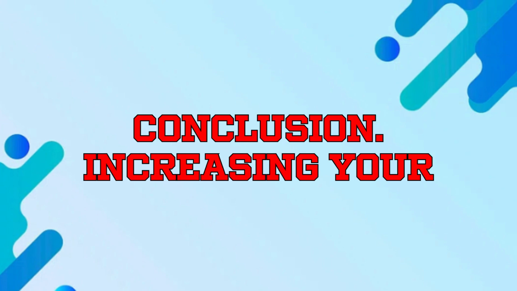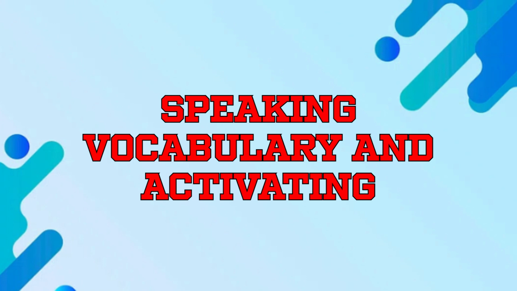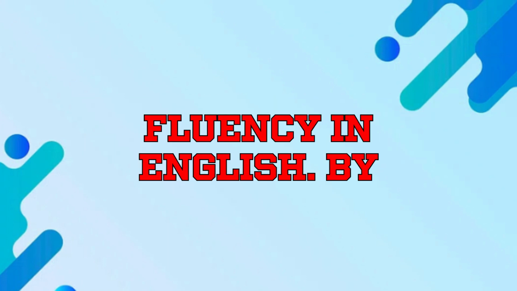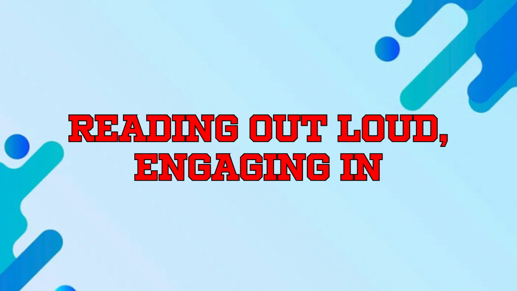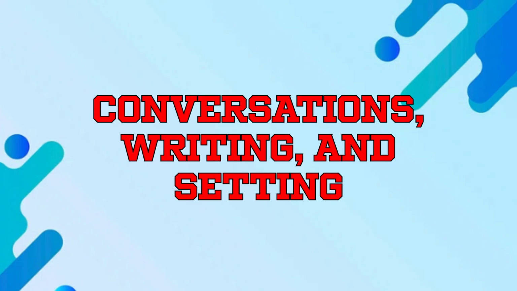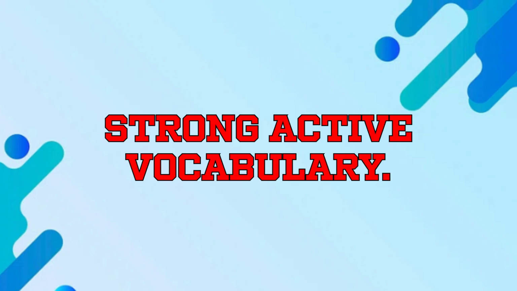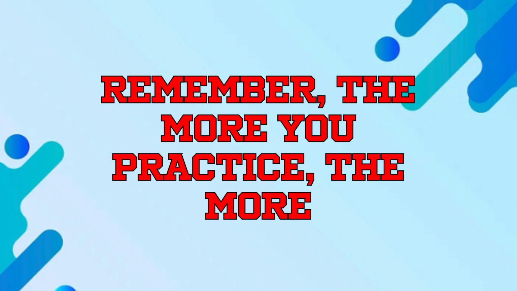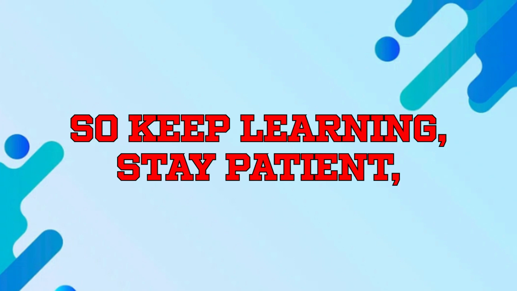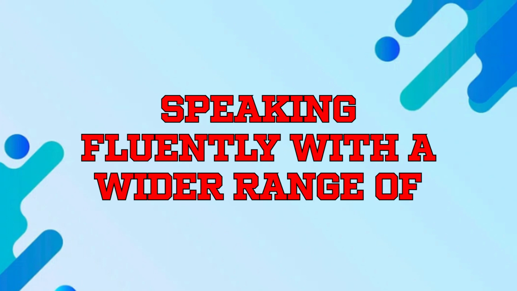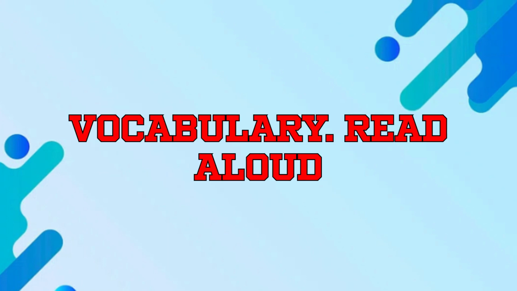Conclusion. Increasing your speaking vocabulary and activating passive words is key to improving your fluency in English. By reading out loud, engaging in conversations, writing, and setting small goals, you'll gradually build a strong active vocabulary. Remember, the more you practice, the more confident you'll become. So, keep learning, stay patient, and soon enough, you'll find yourself speaking fluently with a wider range of vocabulary.